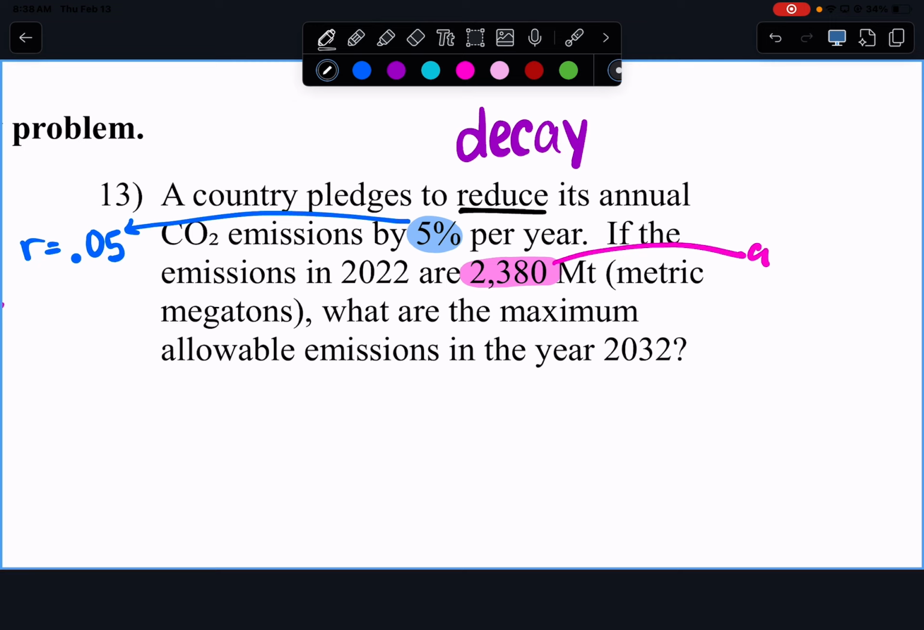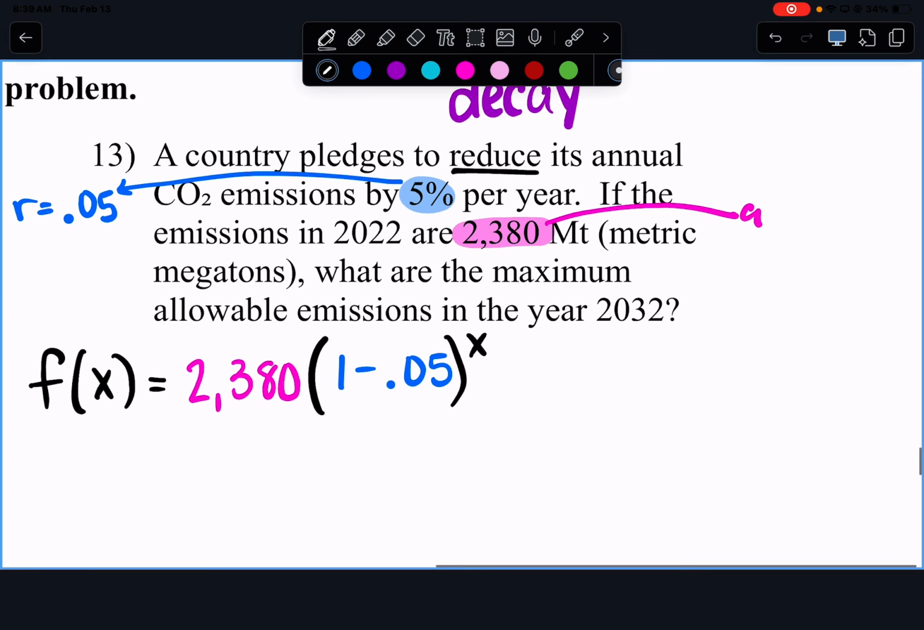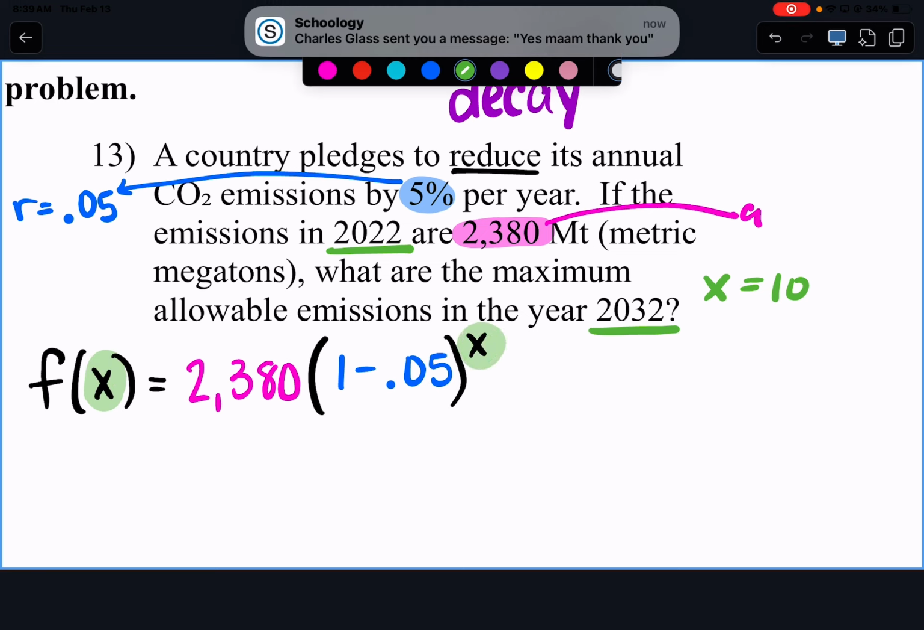So let's write our equation. We have f of x is equal to our A, and then we multiply that by 1 minus 0.05 to the x power. For this one, we have from years 2022 to 2032. So what does my x need to be? 10 years. So we're going to plug that in for our x. Go ahead and do that for me.